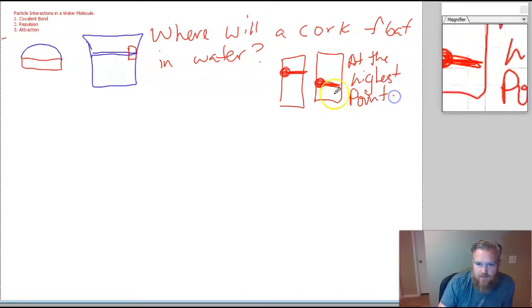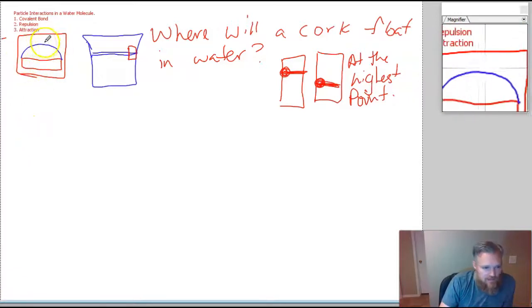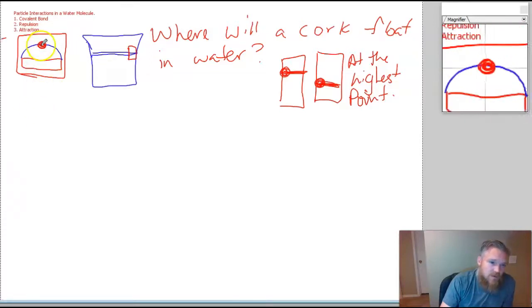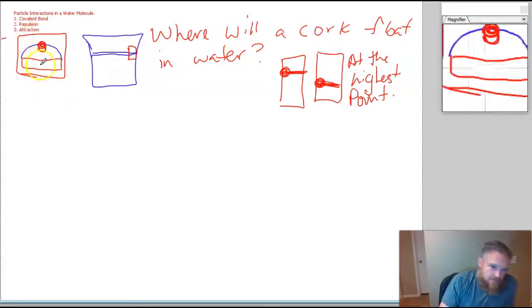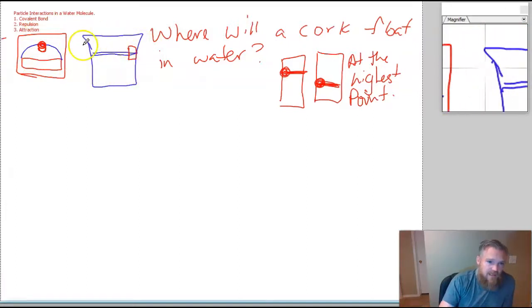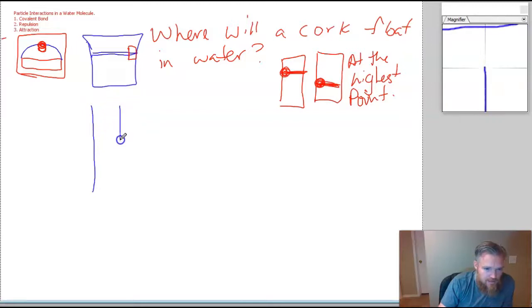So let me ask you this. Where would the cork float in this particular case? If you look at this, it should float right up here, right? And if the cork floats right up there, then we are basically looking at the cork floating at the highest point. So when we look at this glass, the reason that you had trouble getting it to float in the middle is because when you look at glass, this might jog your memory.